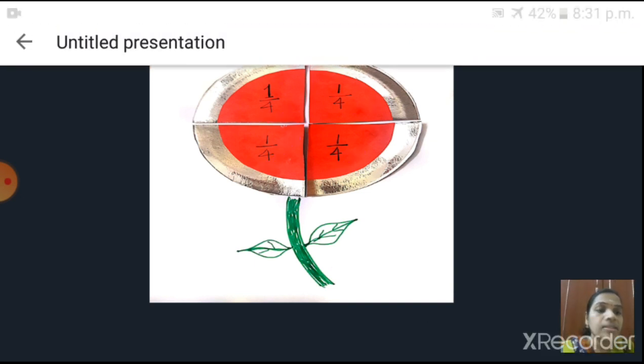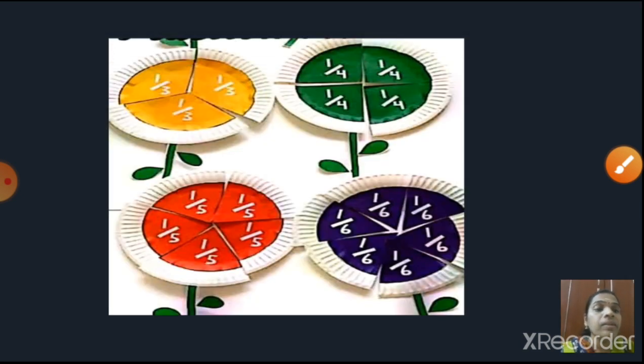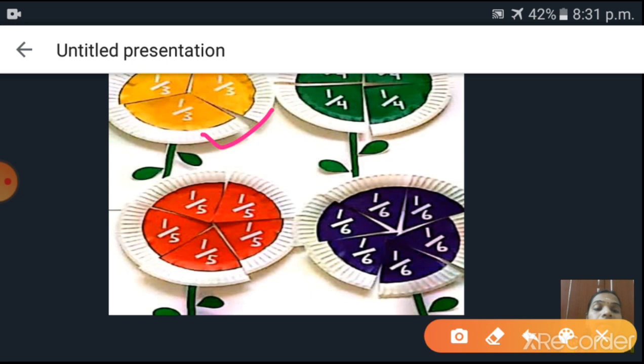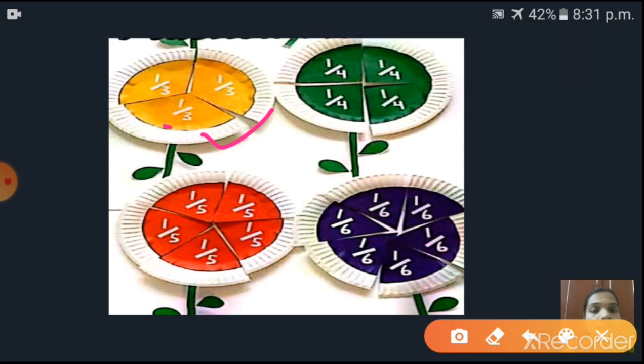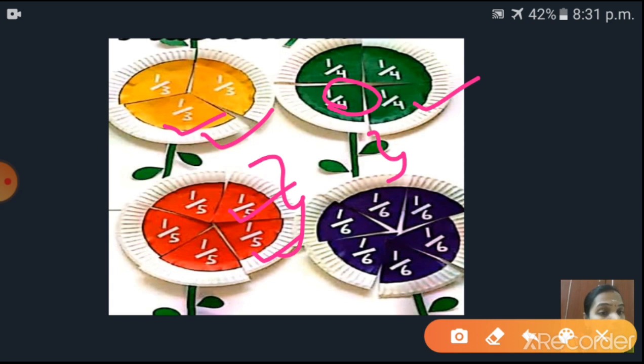Okay, see here, next slide. Children, see here, this first paper plate has been divided into 3 equal parts. That's why here it is 1 upon 3. And here it is divided into 4 equal parts, so which fraction? Yes, 1 upon 4 is written. And here, this paper plate has been divided into 5 equal parts. Understood? After dividing, this paper plate will look like a beautiful petal, isn't it, children? Below that, you have to draw the stem and leaves. Can you do it, children? Total how many flowers do you have to make?